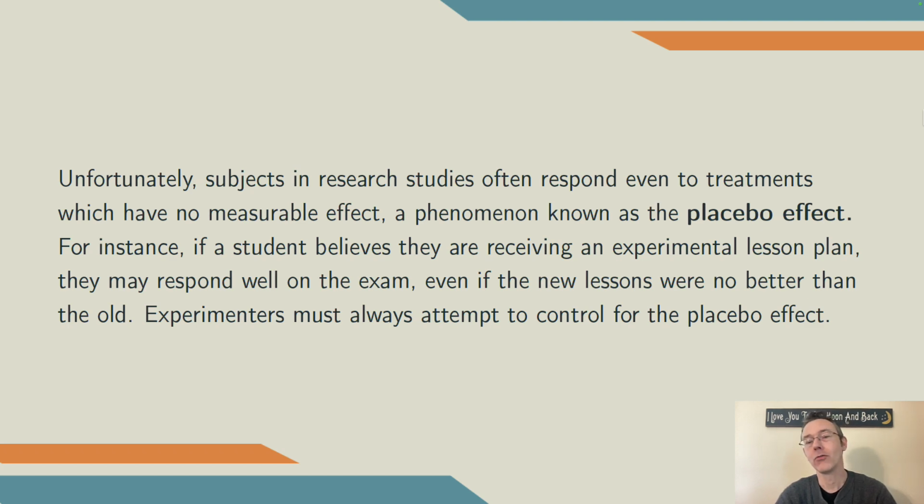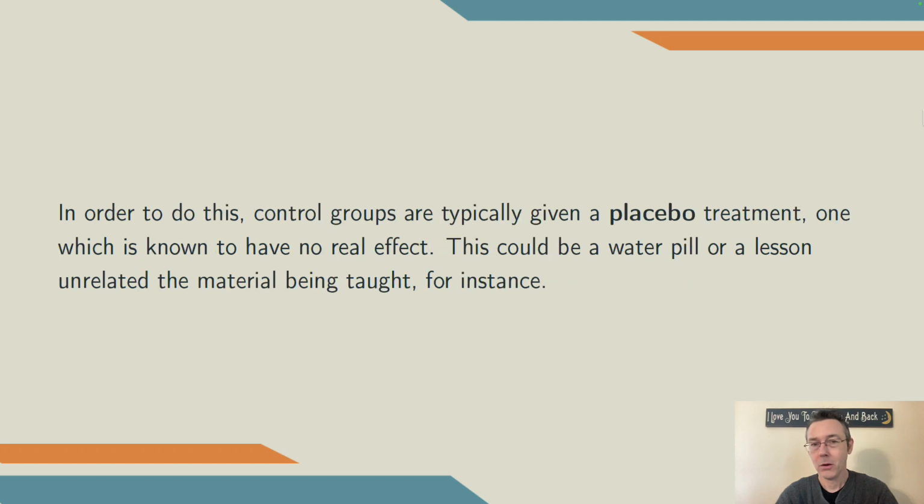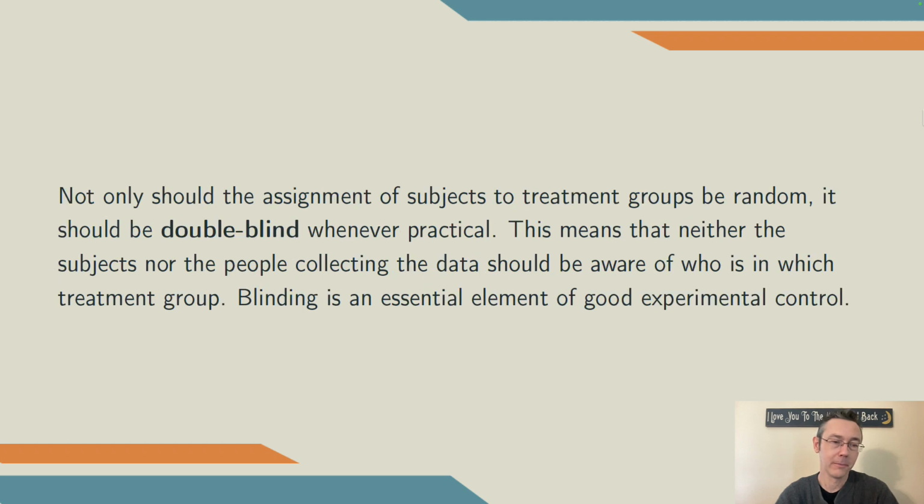Experimenters should always attempt to control for the placebo effect. One of the most important ways that they do this is by giving the control group a placebo treatment. Not just no treatment, but a placebo treatment. One which is known to have no real effect. So in medical trials, that could be a water pill. In the example from the last slide, we could be talking about a lesson plan that's just unrelated to the material being taught. Once again, I'm using the word placebo in a slightly different way here than I was a second ago. Placebo, the object, the water pill, the lesson plan, whatever, slightly different from the placebo effect that I talked about a moment ago.